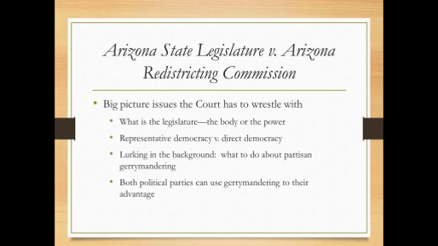So working in the background, I think, is the issue of gerrymandering, or partisan gerrymandering. It's no coincidence that this case came out of Arizona, where there's been a lot of political gerrymandering. And I think that'll be in the back of the minds of the justices. Quite frankly, amicus briefs discuss gerrymandering at length. But the reality is both parties can use gerrymandering to their side, at least in theory. Political gerrymandering, that is. Next slide.